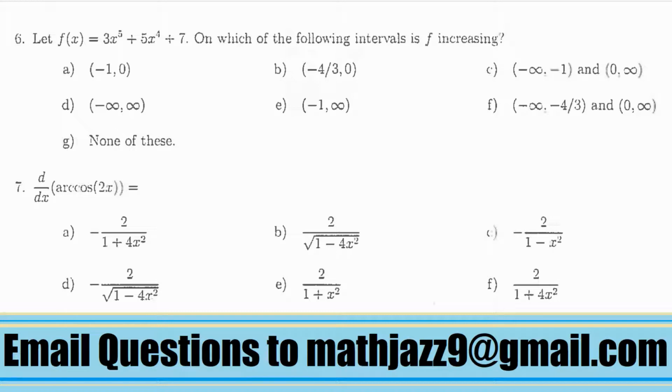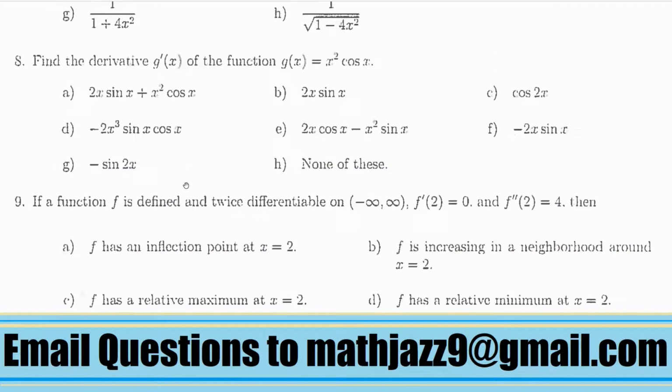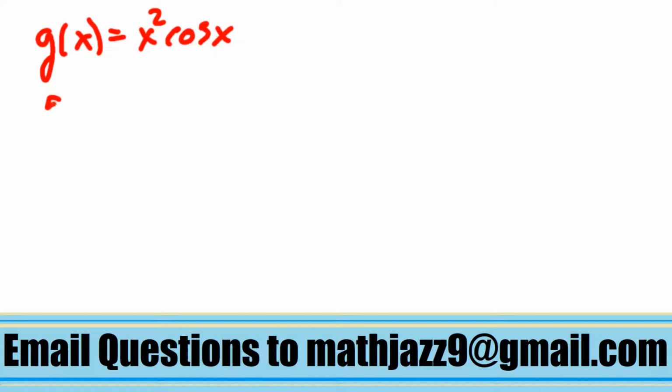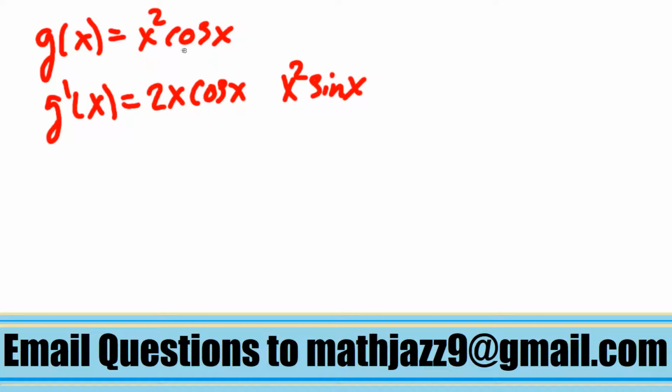Okay, so here is our next question. Find the derivative g prime of the function g of x equals x squared cosine of x. So with this problem, we're going to use the product rule. Here's g of x equals x squared cosine x. The product rule says that g prime of x is equal to the derivative of our first function times the second, plus the first function times the derivative of the second. Now the derivative of cosine is negative sine, so we get 2x cosine x minus x squared sine x.